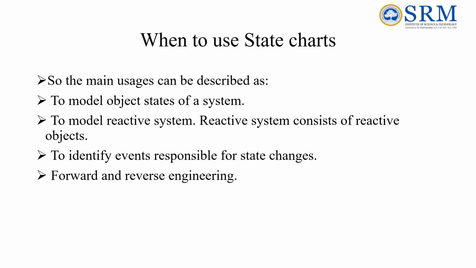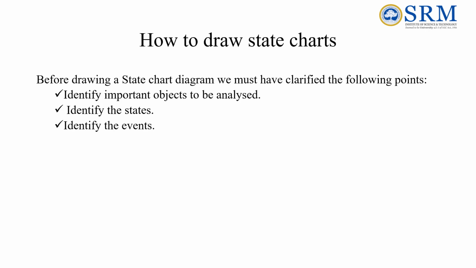When to use the state diagram? The state diagram is mainly used to model object states in a system, to model reactive systems. The reactive system consists of reactive objects. So for any changes, we have to identify the use case, and how to use the state diagram, and forward and reverse engineering, and how to draw the state diagram. The first two important steps are for an object to be analyzed first, identifying the states and identifying the events.